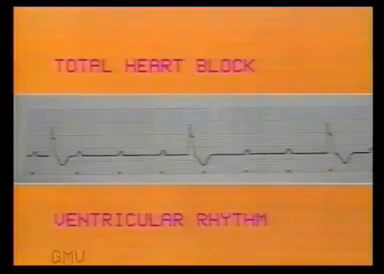Now we will come back to the ECG of third degree or complete heart block. Here the P waves occur at a rate of 100 per minute and the QRS complexes occur at a rate of 30 per minute, which is a rate of ventricular pacemaker. The QRS complexes are also wide and bizarre, indicating ventricular origin. So this is a total heart block with ventricular rhythm.